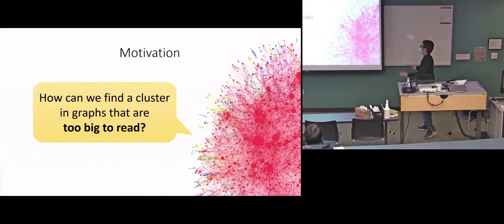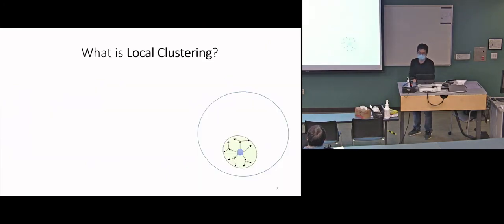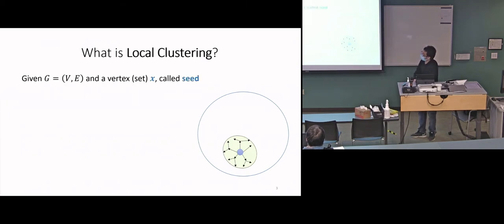Okay. So local min cut. The motivation is that suppose you have a graph like this. It's just so big, and somehow you want to find something that you think of as a cluster in the graph, but it's just too big. Even just to read the graph, you don't want to read the graph. And this is why we want to look at something called local clustering, where the setting is that you are given a graph, and also a vertex.